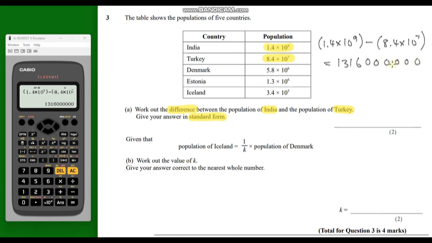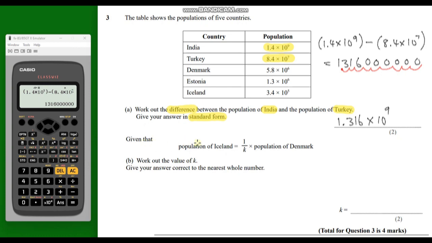So we just need to write this in standard form now. So our base number, well, that's going to be 1.316. And we're going to multiply by 10. Let's see how many times. So if I put my decimal point in where we've got it at the moment, 1.316. So we're going to go 1, 2, 3, 4, 5, 6, 7, 8, 9. So it's going to be to the power of 9.